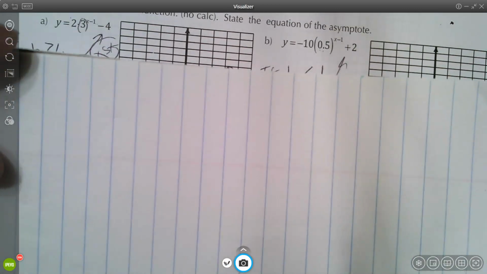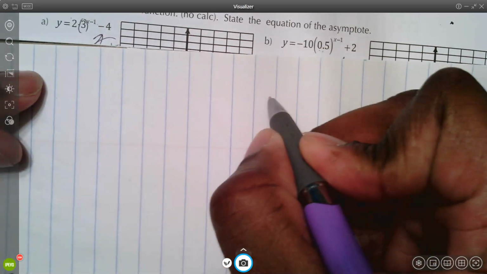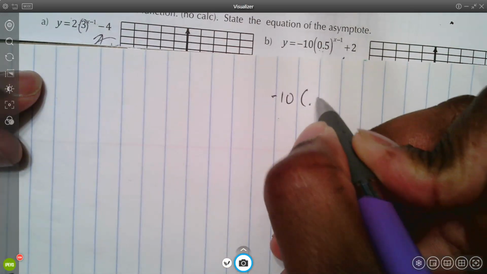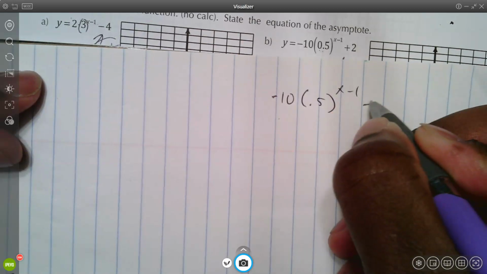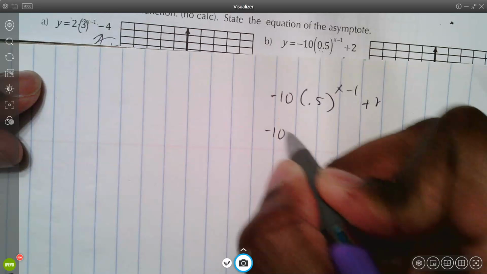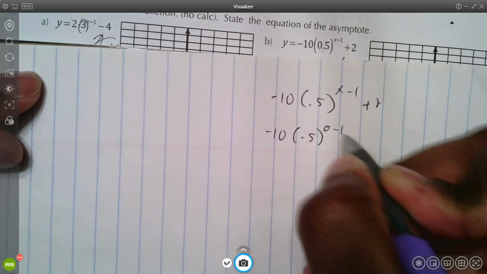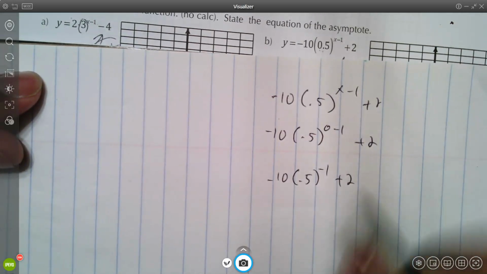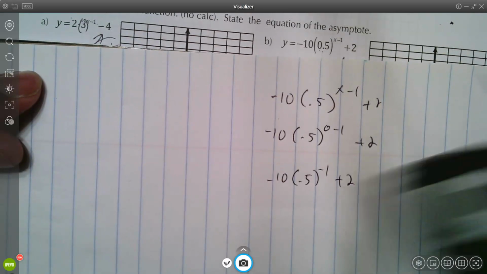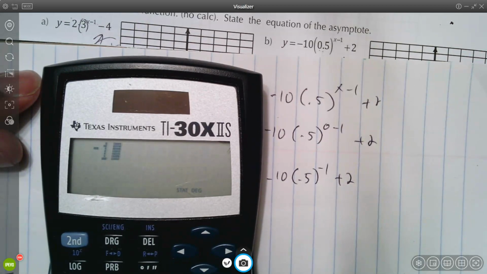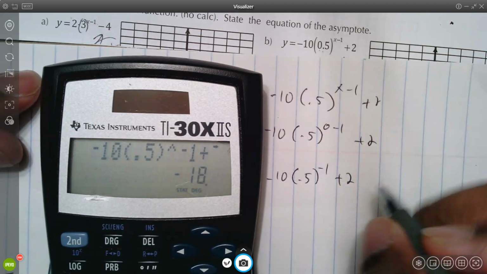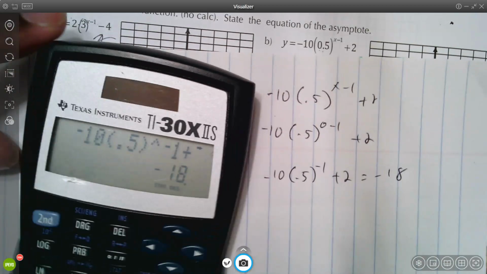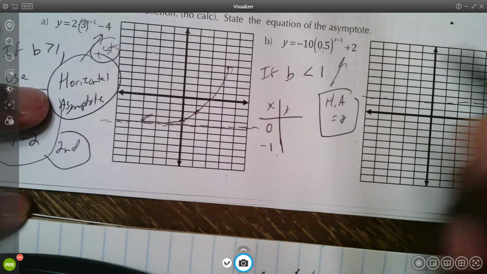So taking that equation, which was -10 times 0.5 raised to the x, take away 1, plus 2. I first plug in 0. So 0 take away 1 plus 2. So it gives you -10 times 0.5 to the -1, plus 2. And that output is -18, which is a really big number. But at 0, the output's at -18.